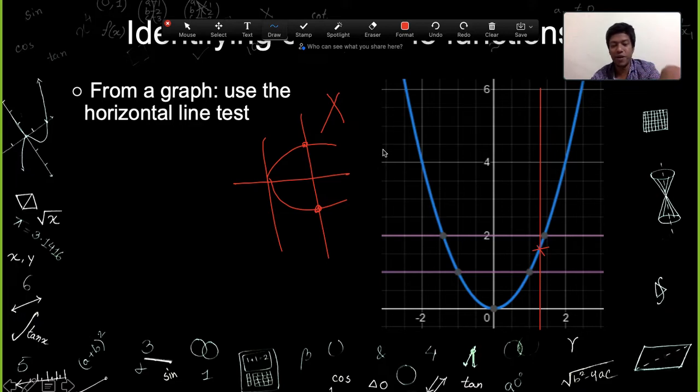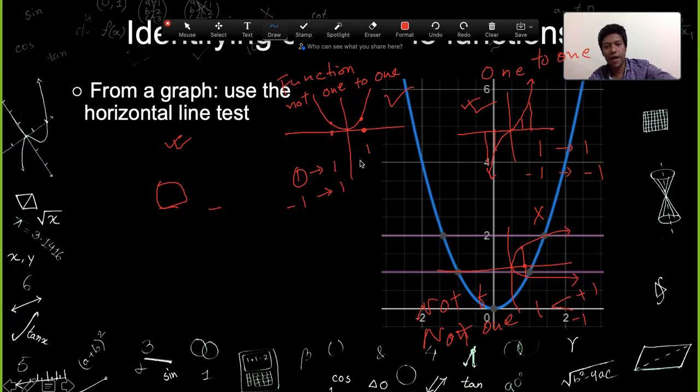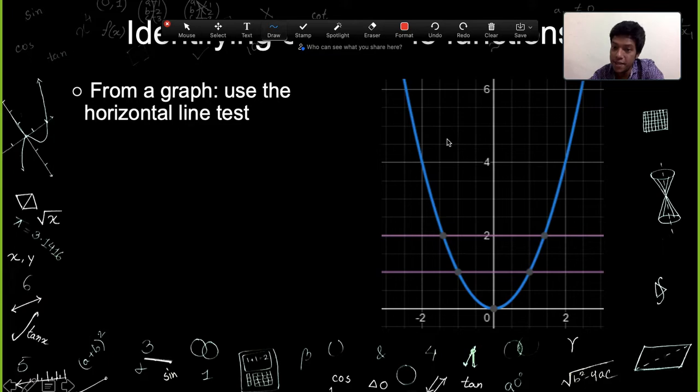Now for a one-to-one function, here you go. We have the horizontal line test. Now you draw a horizontal line. If your graph intersects at two different points, then this is not a one-to-one function.